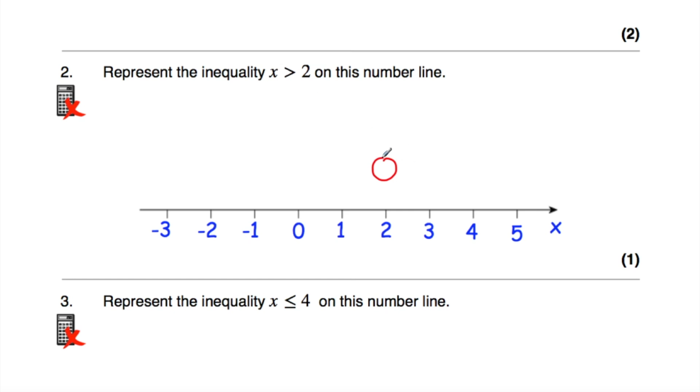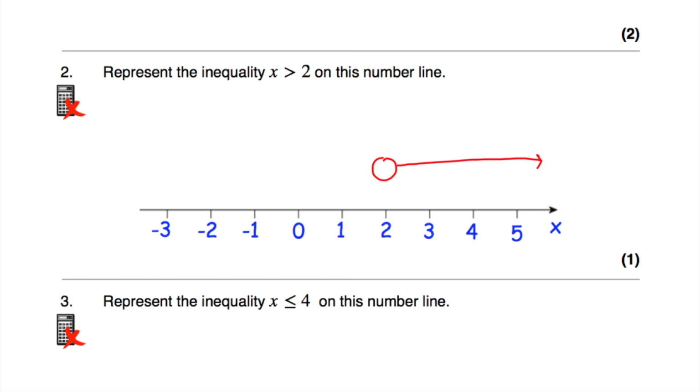And then we want to point an arrow in the direction of the values of x that would represent this inequality. So x is greater than 2, so we're going to put an arrow to the right, because all the values of x greater than 2 would represent that inequality, such as 3, 4, 5 and so on. So this represents x is greater than 2.